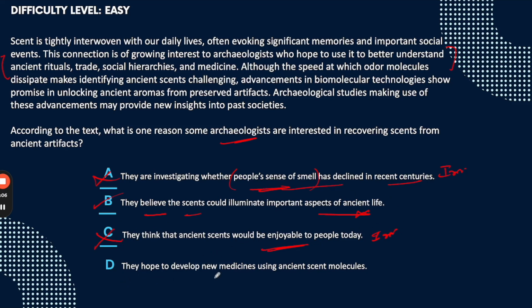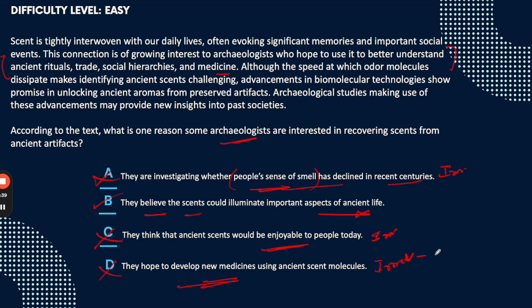D. They hope to develop new medicines using ancient scent molecules. Now, there was a mention of medicine, but were they trying to develop new medicines or were they trying to understand ancient medicines? They are trying to understand ancient medicines, correct? Very clearly, they want to know more about the ancient medicines. There is no such indication in the text which tells us why they want to know about the ancient medicine. Do they want to develop new medicines with the help of it? Maybe, possible, but the text is not talking about it. So D is out.